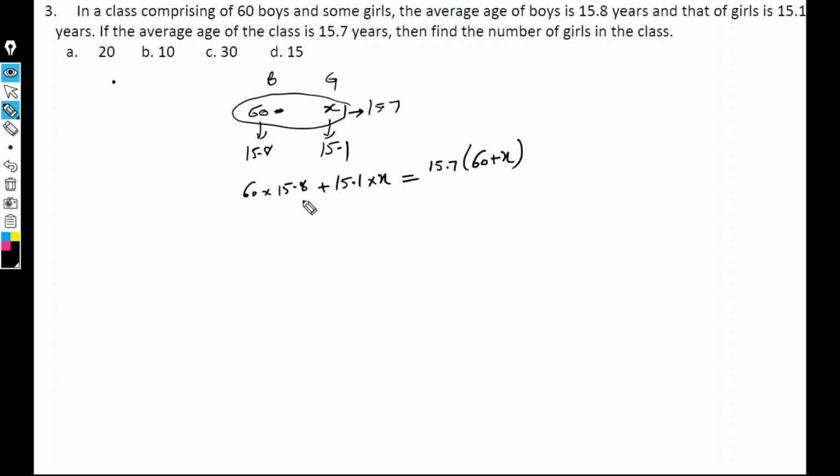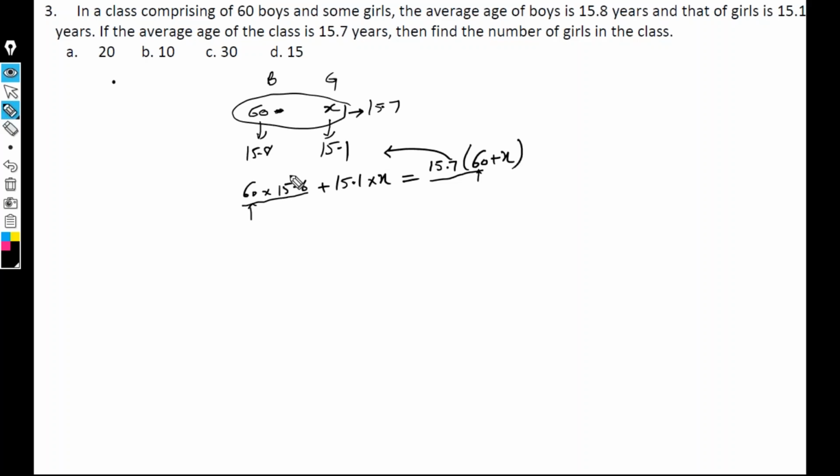Good, good. So we just have to simplify this. It will give us the value of x. So here it is 15.7 into 60. It is 15.8 into 60. So when you bring it on the left hand side, 60 is common between the two.